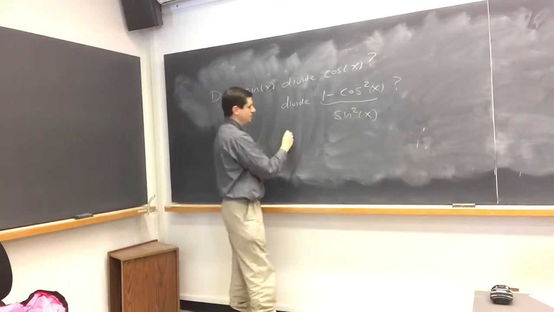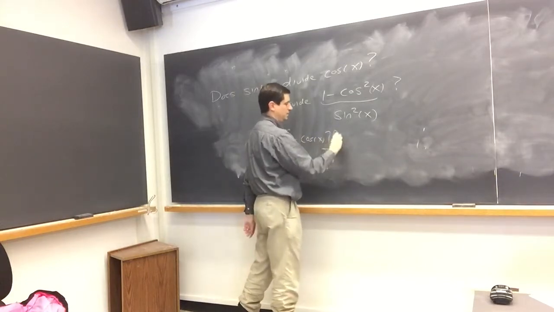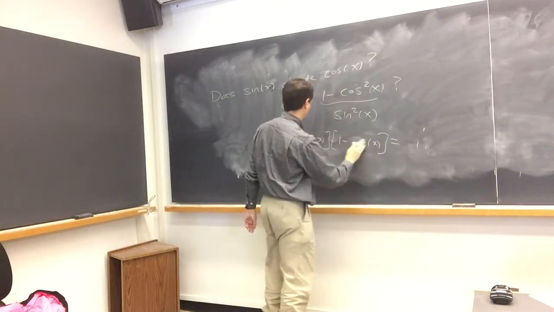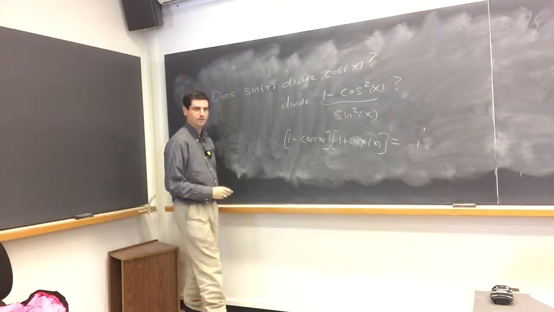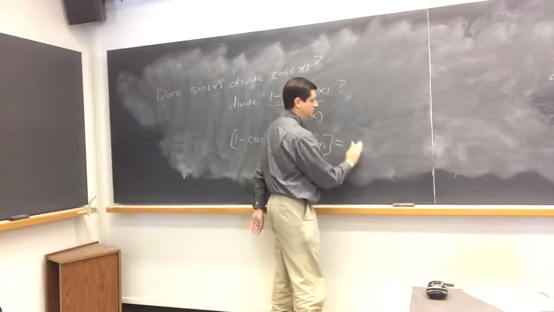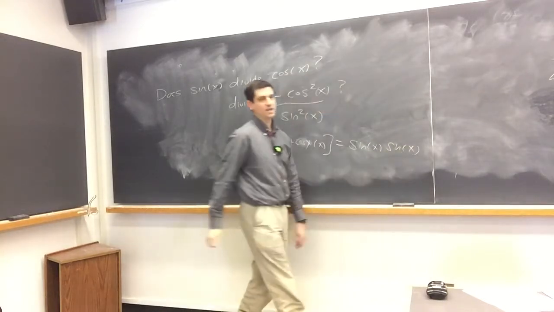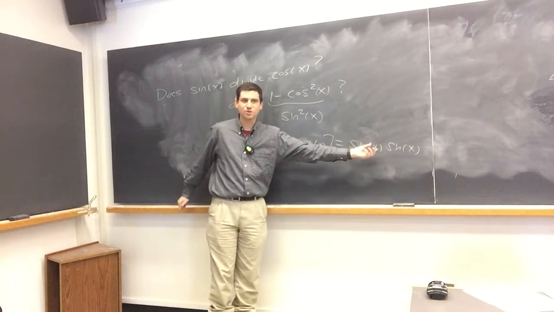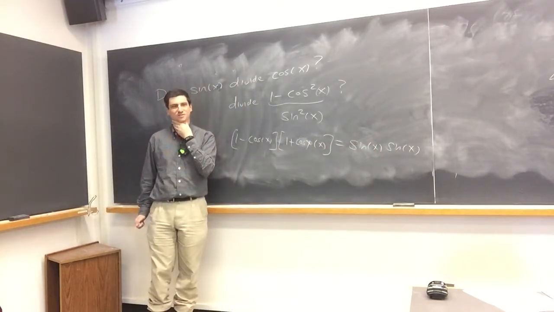Now, we could factor this as 1 minus cosine of x times 1 plus cosine of x. I've just factored 1 minus cosine squared. And this is now sine of x times sine of x. Sine of x clearly goes into the right-hand side. I'm being extremely cavalier. I can do this, I'm a professor. Does sine of x divide either 1 minus cosine or 1 plus cosine?